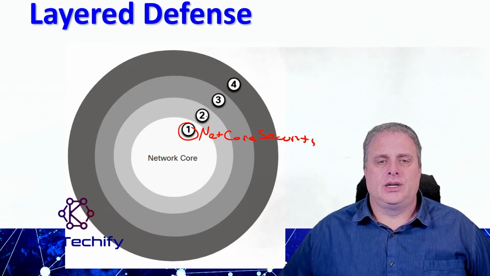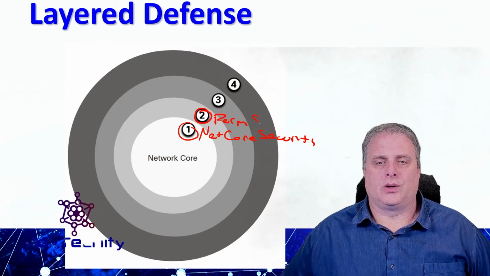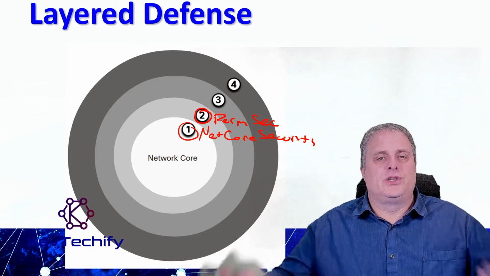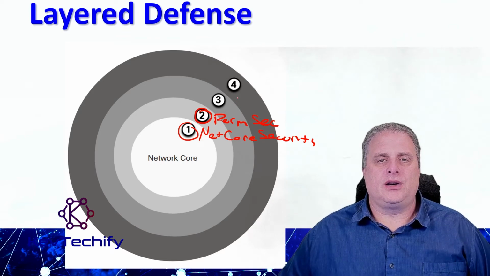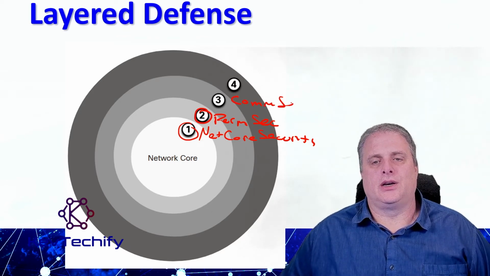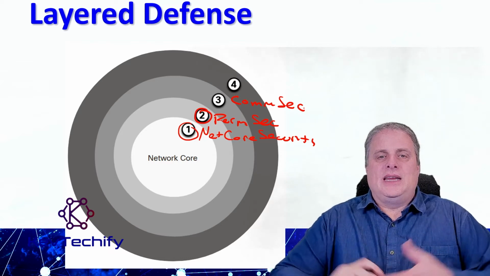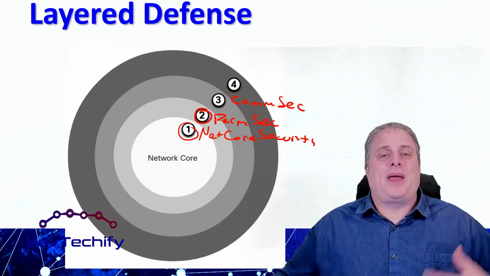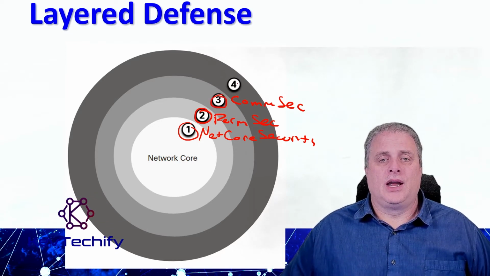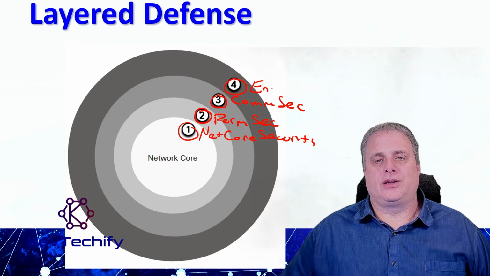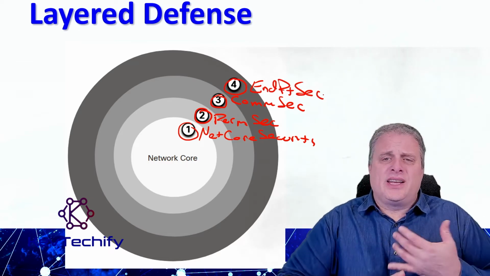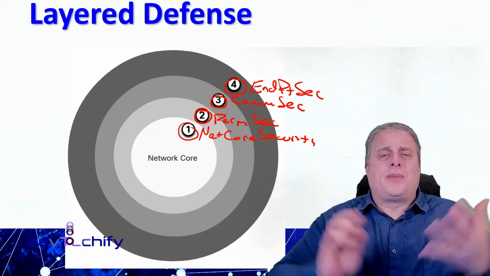At layer 2, this is where we typically look at perimeter security. This secures the boundaries between the different zones you have. The third layer here is communication security. This provides information assurance, making sure that information can get passed between the layers. So that was 3. And then 4 here is endpoint security. This provides identity and device security with policy compliance.